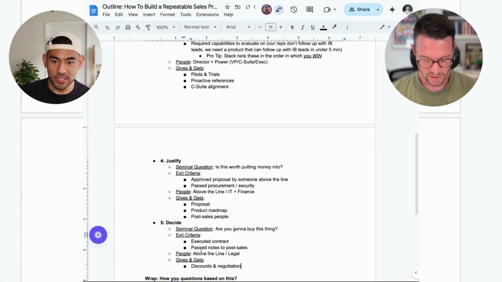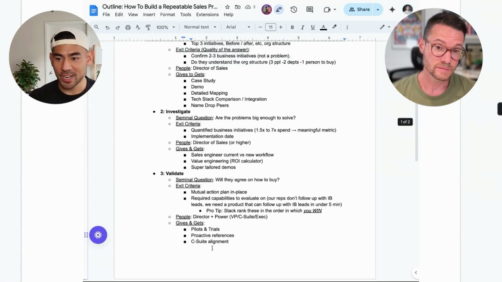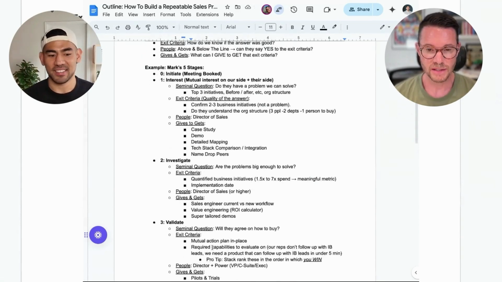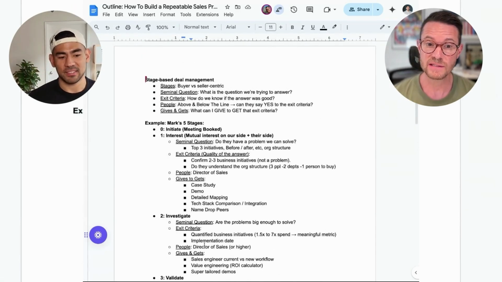Gives and gets for this stage. Is it just a contract that I'm sending people? Well, you give the contract to get a signature. Discounts and negotiation happen. This is where two-way official references happen.